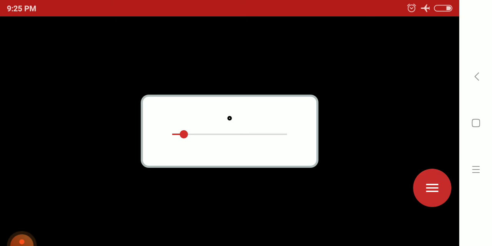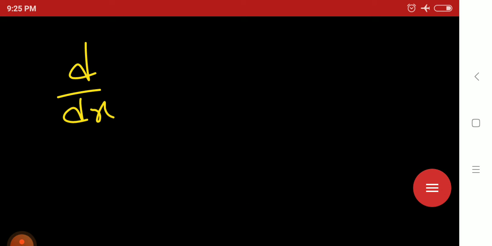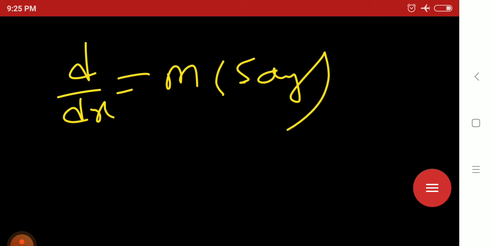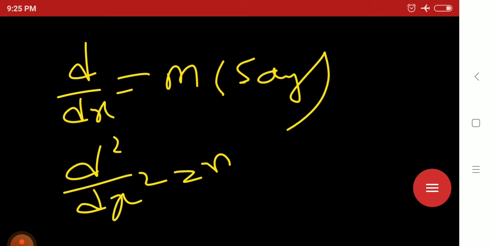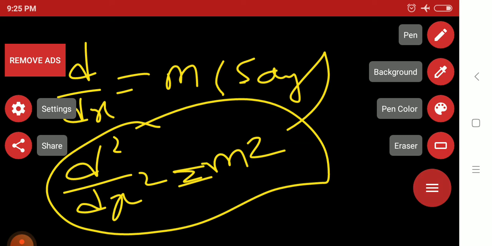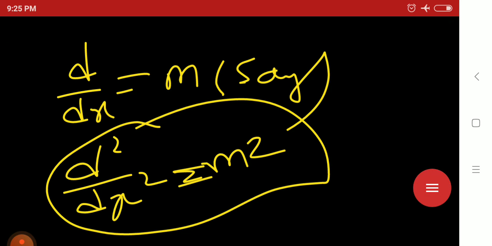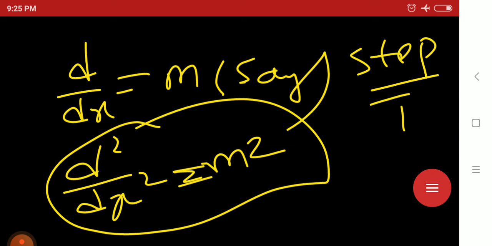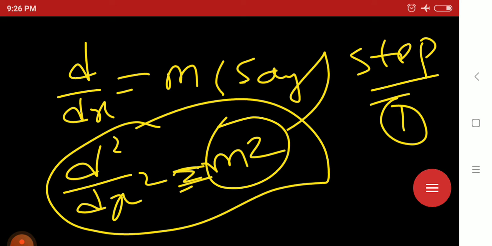To solve this, first you have to assume d by dx equals m. So d2 by dx square equals m square. Step 1 is assume d by dx equals m, so d2 by dx square equals m square. It is step 1.